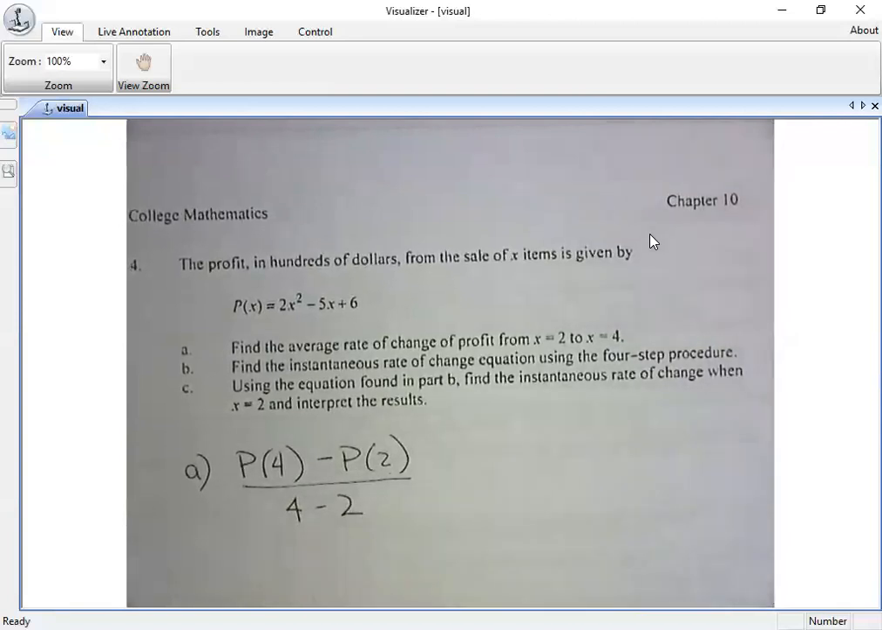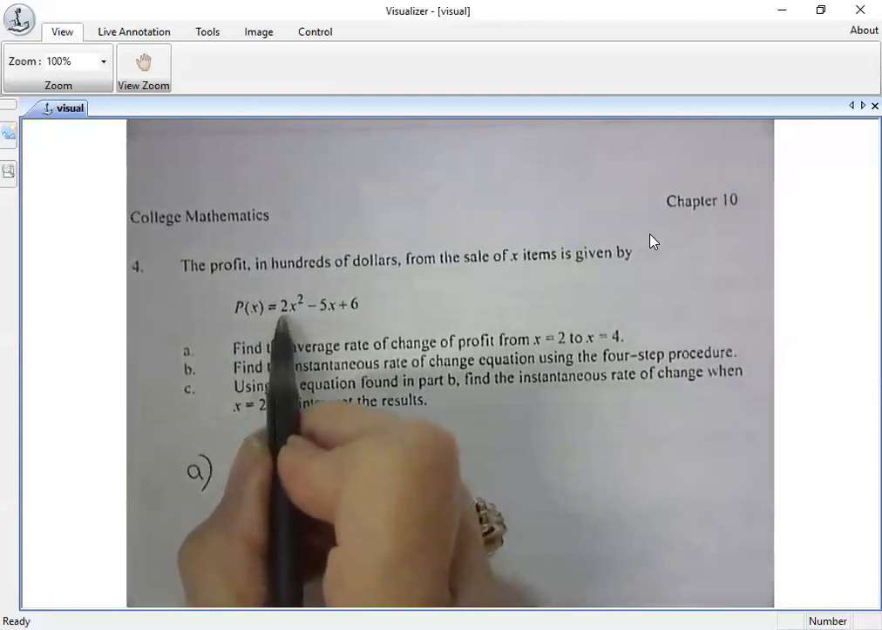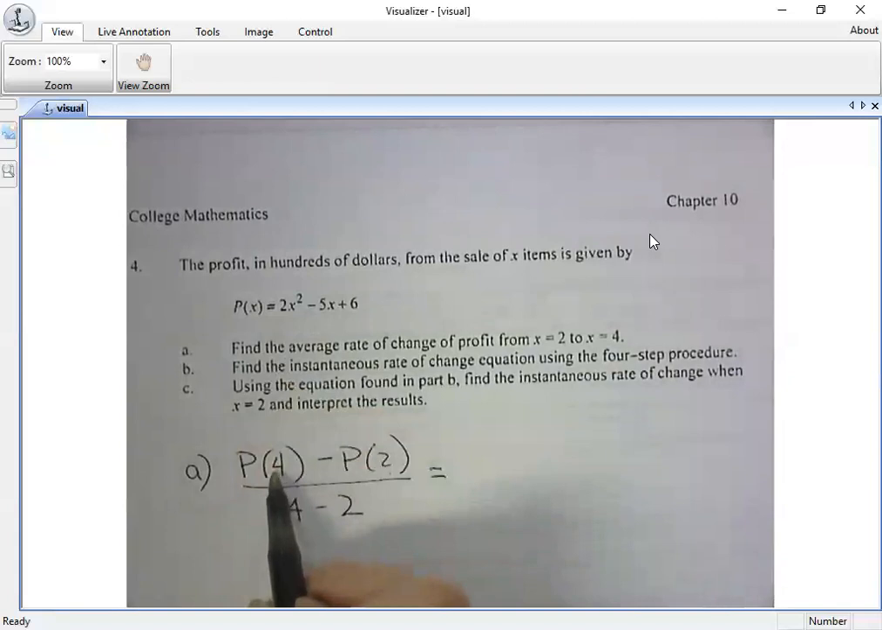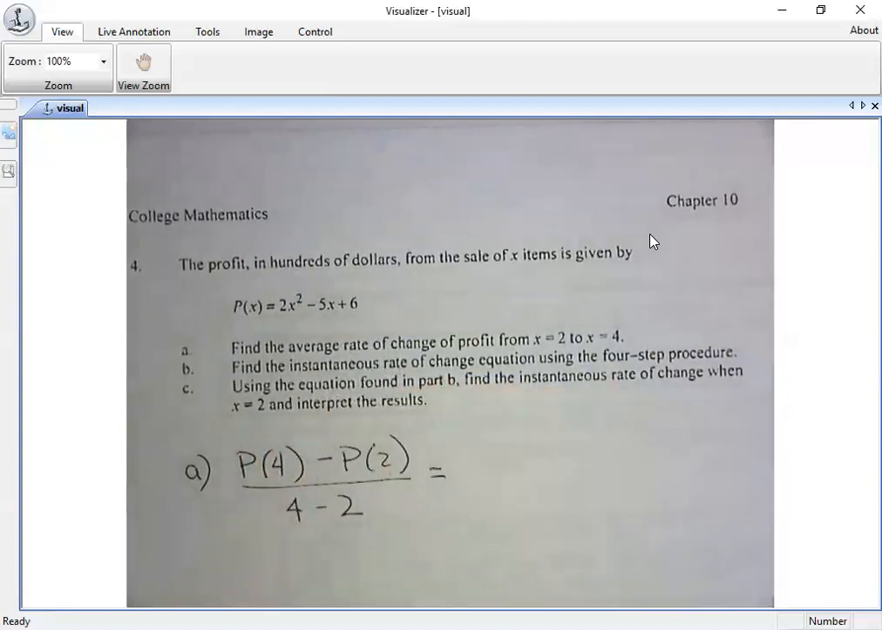Because these are 2 specific points. Now, here's my function for my p of x. Do I need to know what I get when I plug in 4 in this function? Okay, have you got your calculators? Can you do that? I want you to be able to tell me what that number will be.